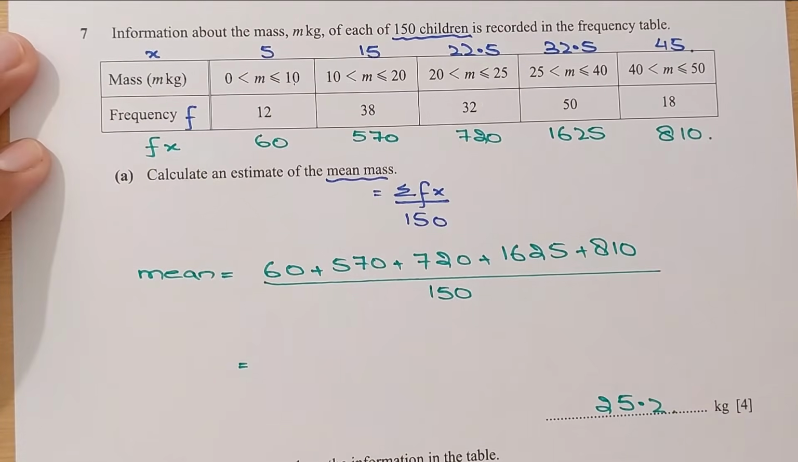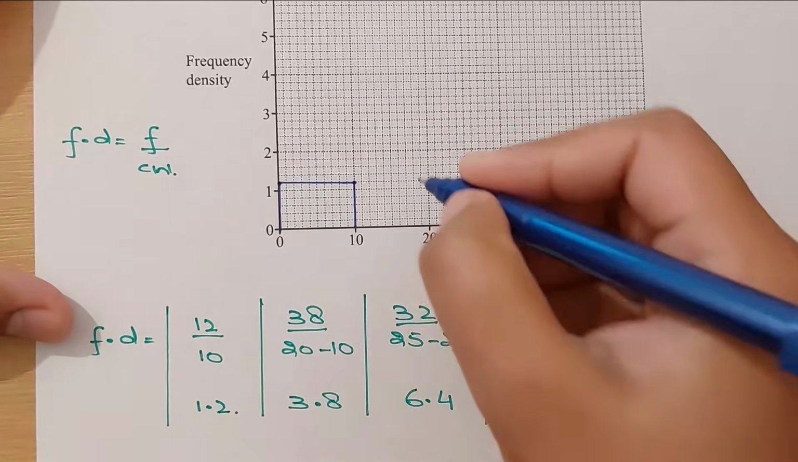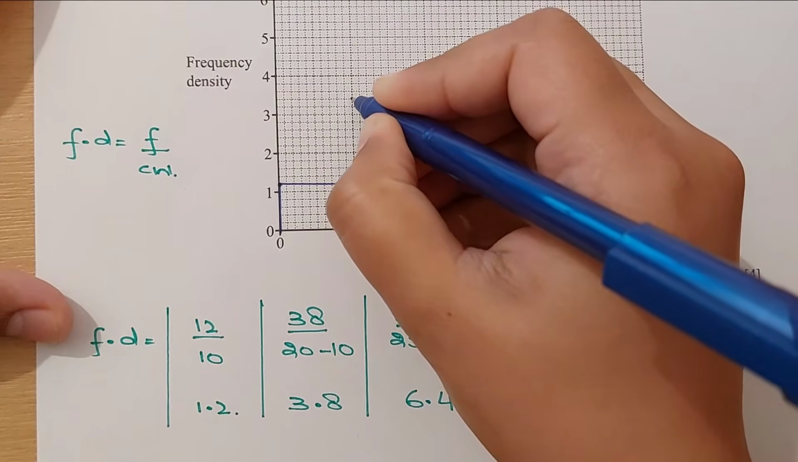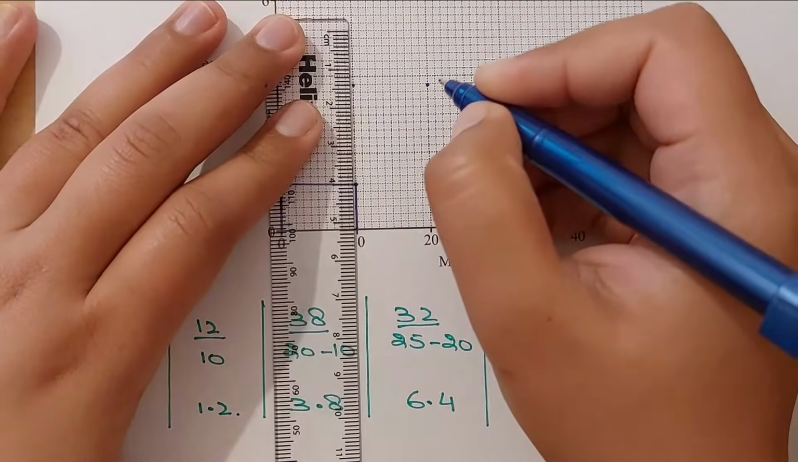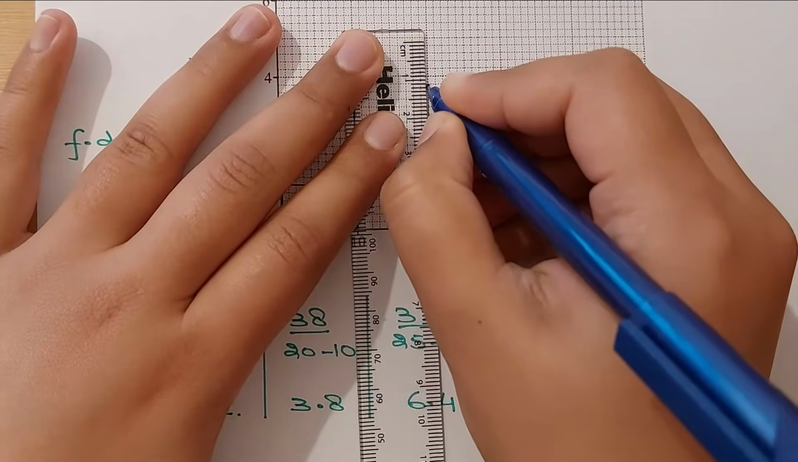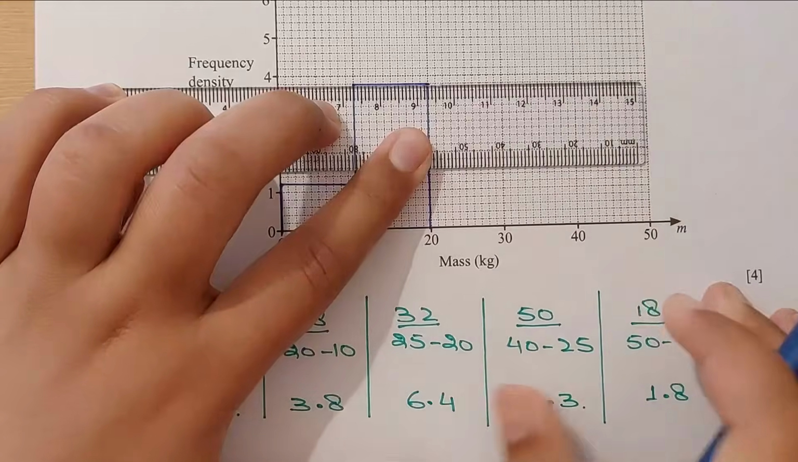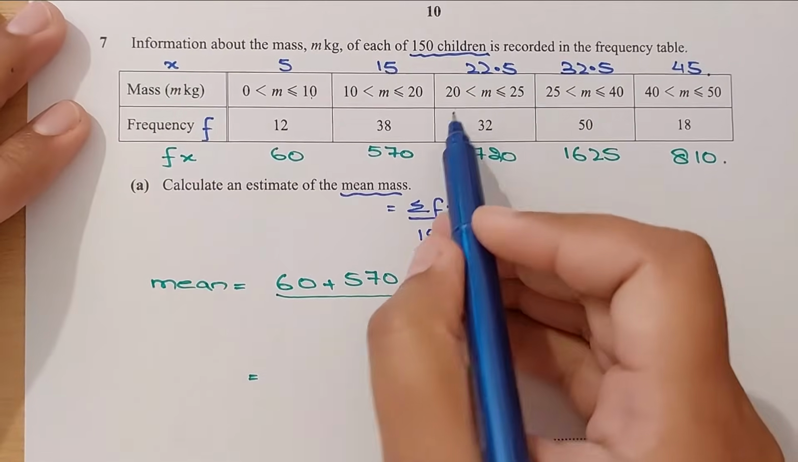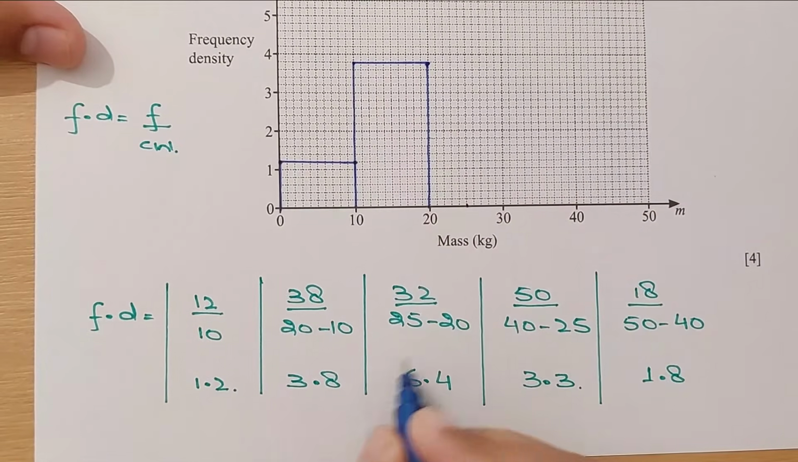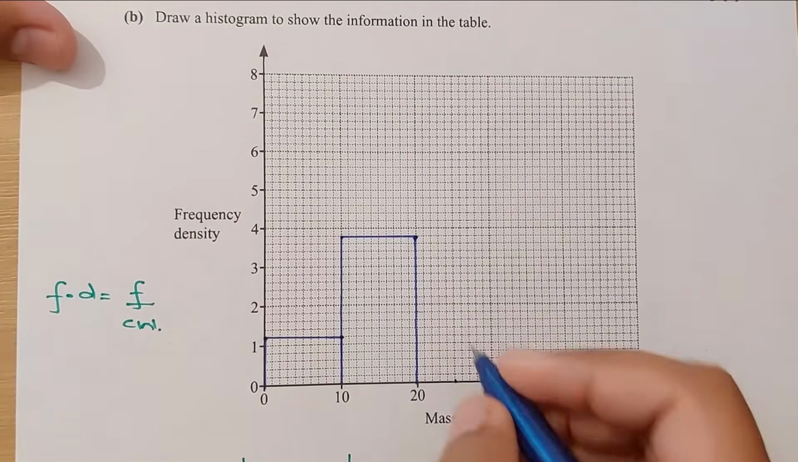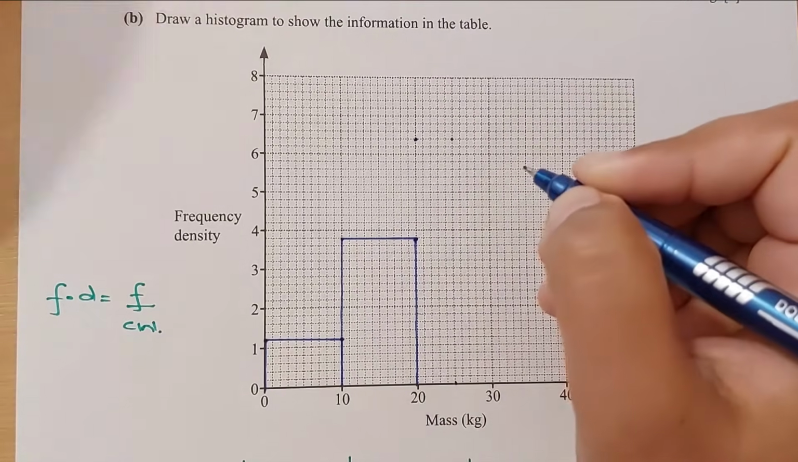Now the second interval is between 10 to 20. This is 10 and 20. It is 3.8. So we have 3, 3.2, 3.4, 3.6, 3.8, 4. Let me draw this. Now the next interval is 20 to 25. We have 20 here and 25 is in the middle. This is 6.4. So 6.4 is 6, 6.2 and 6.4. There is 25, 6.4, yes.